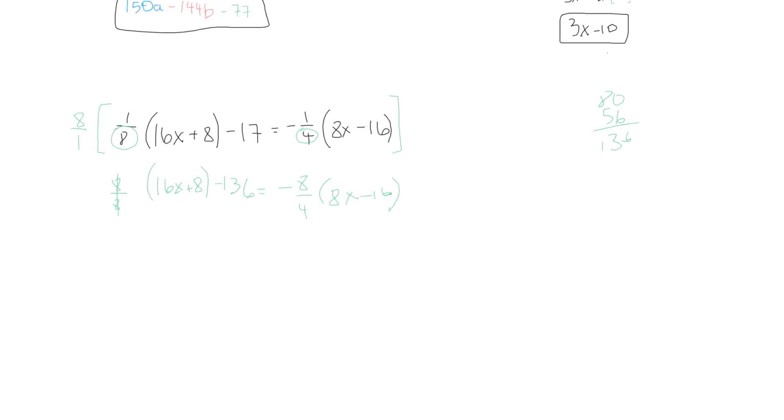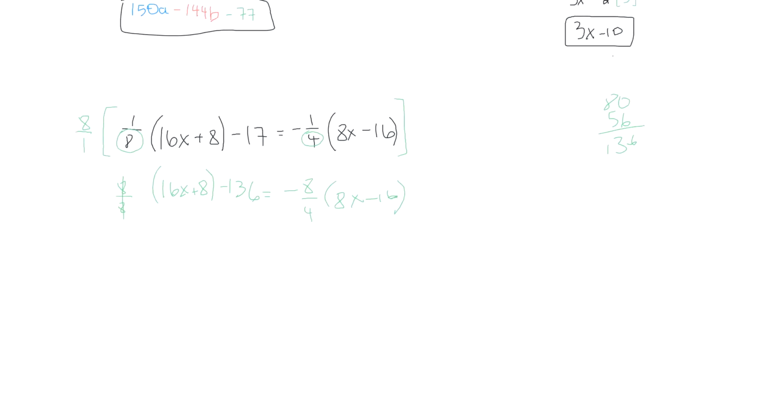Okay. So the next time I'm going to bring these out of the brackets because there's nothing I can do to them inside because they're not the same x variable or constant. I can't simplify it anymore. So I'm just going to bring them out into the world. 16x plus 8 minus 136 equals 4 goes into 8 twice, so minus 2 times 8x minus 16.